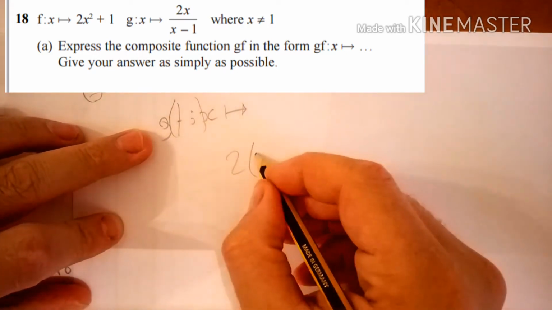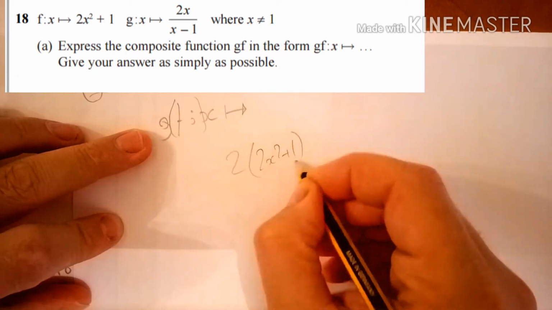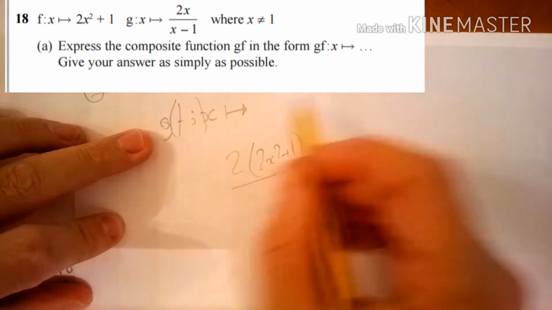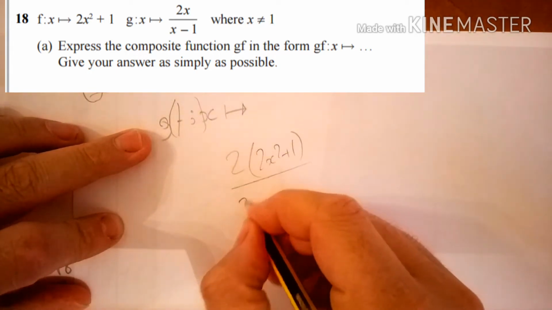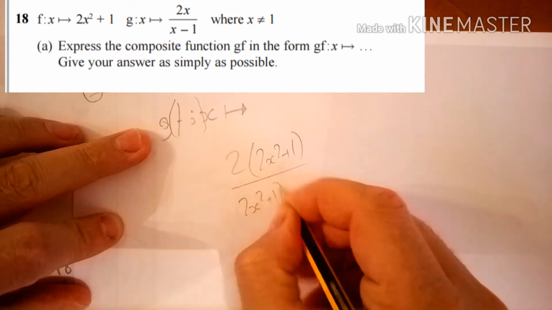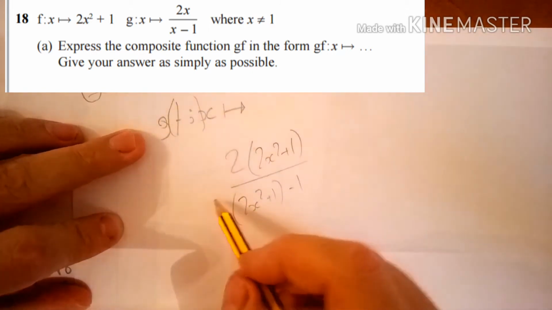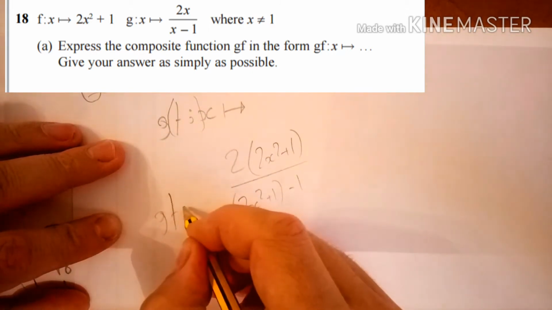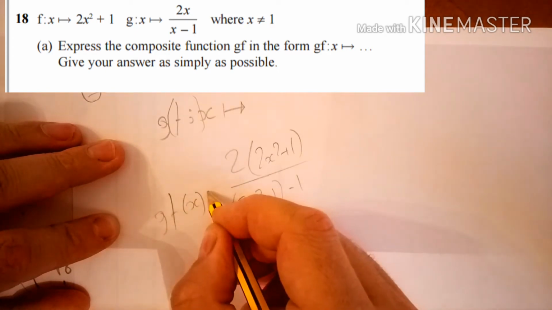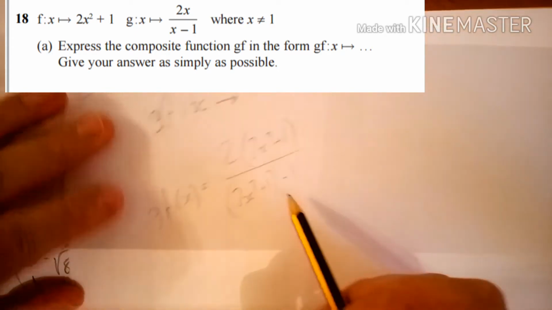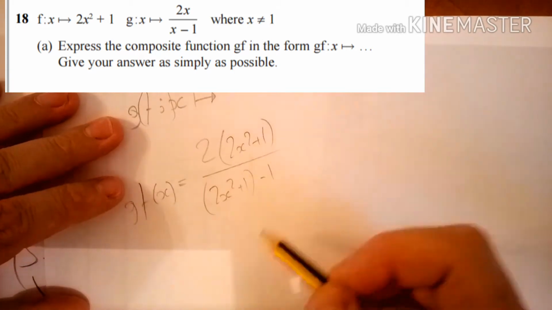There's an x, so I'm going to have to put the f of x over, oh, there's another x there, so I'm going to have to put the f of x again. Minus 1. Okay, gf of x. So now all we've got to do is simplify this, see what cancels down.